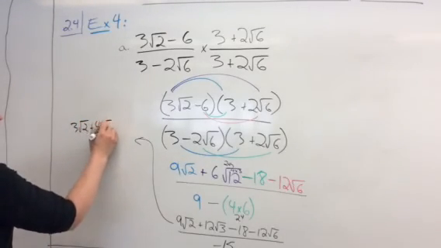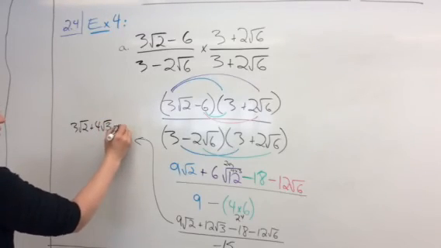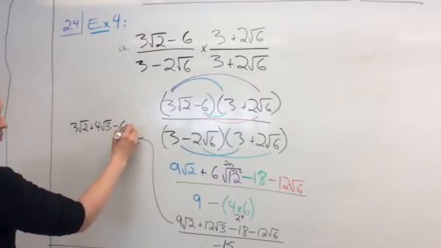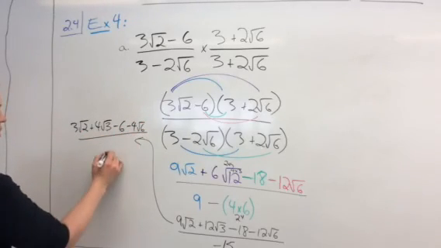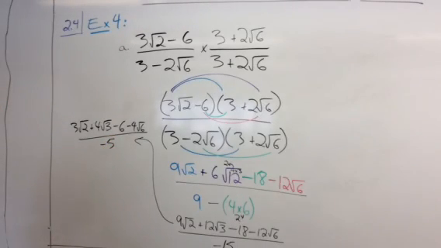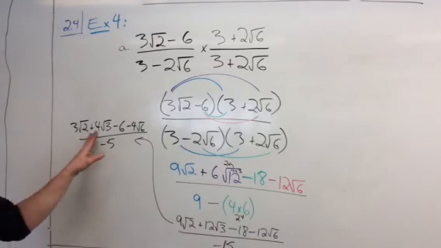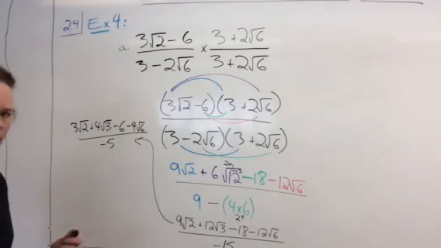plus 4 root 3 minus 6 minus 4 root 6 all over negative 5. Doesn't seem like there's anything more we can do. Your book might put these ones in a slightly different order, but it doesn't matter as long as they're all there and they all have the correct negatives and positives in front of them. Should be fine.